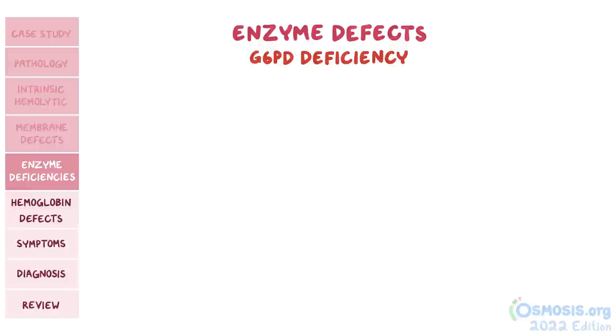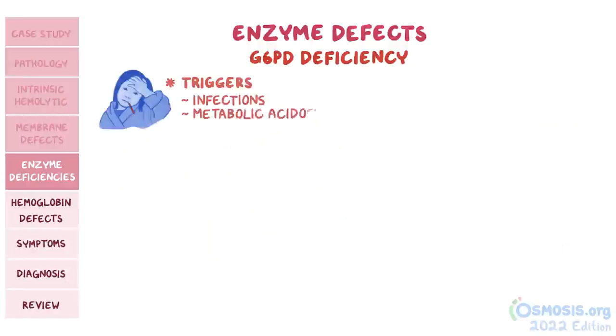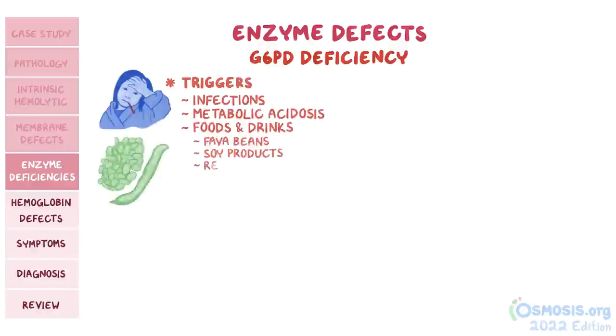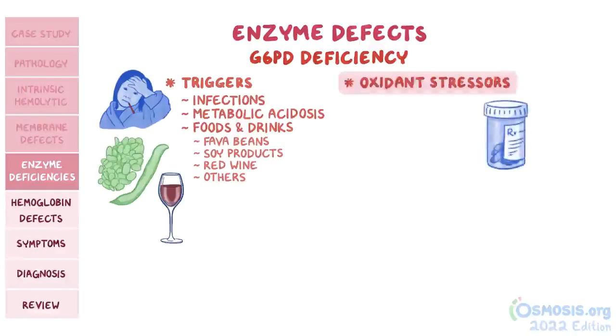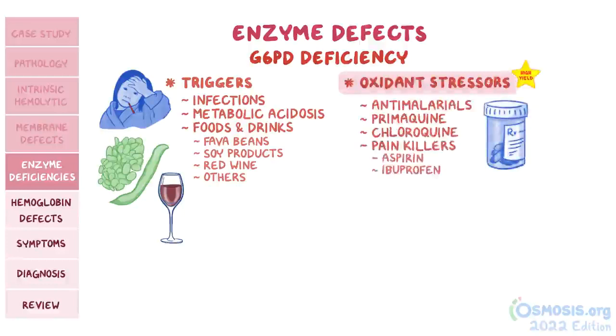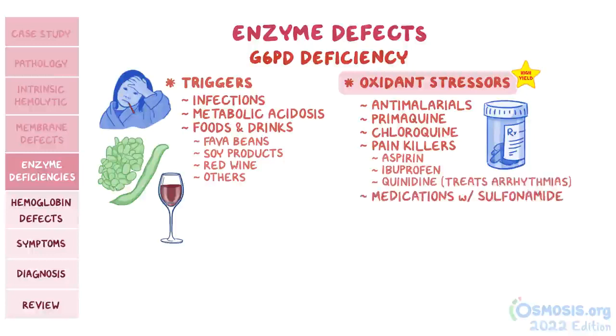Hemolysis usually happens in response to certain triggers like infections, metabolic acidosis, and foods and drinks like fava beans, soy products, red wine, and others. A high-yield fact is that certain medications also act as oxidant stressors, like the antimalarials, primaquine and chloroquine, painkillers like aspirin and ibuprofen, quinidine that's used to treat arrhythmias, and other medications that contain sulfonamide, like the antibiotic trimethoprim sulfamethoxazole.